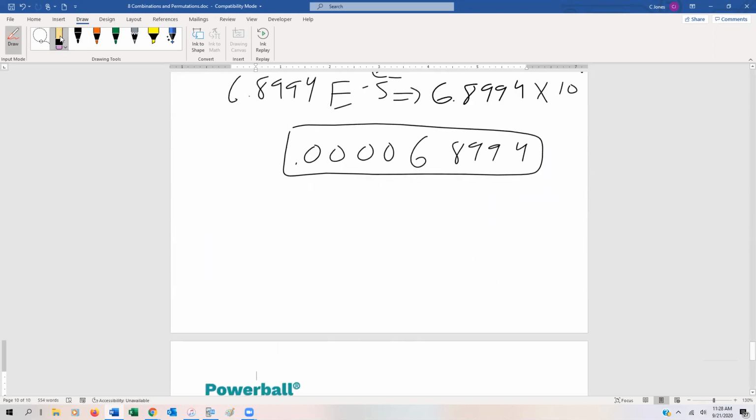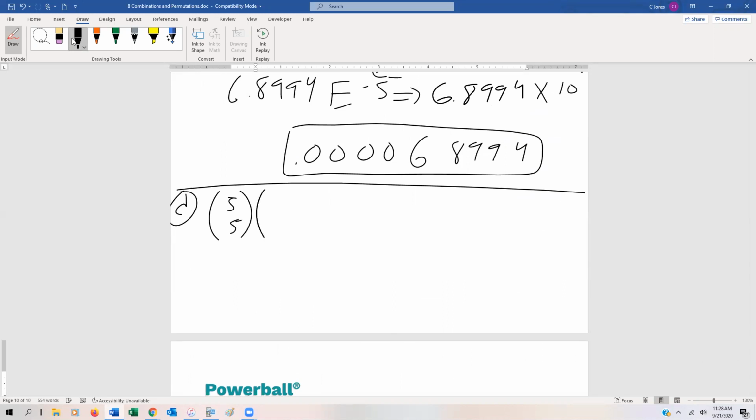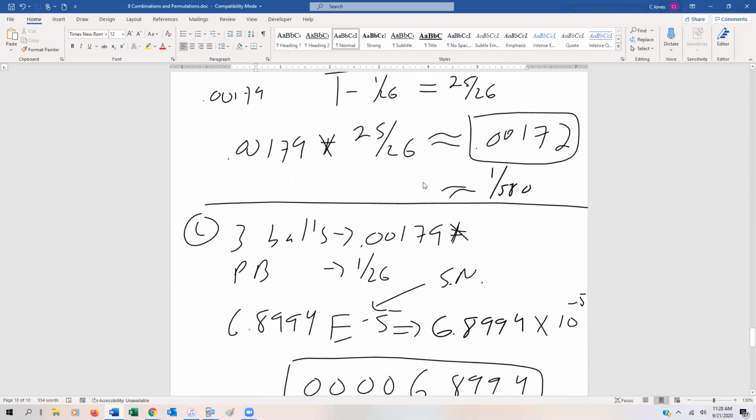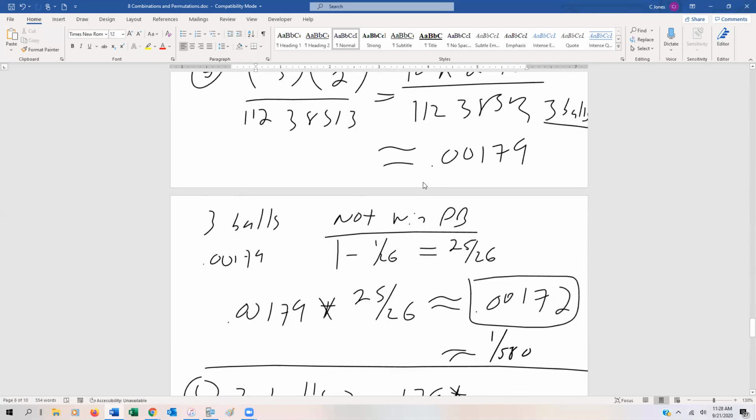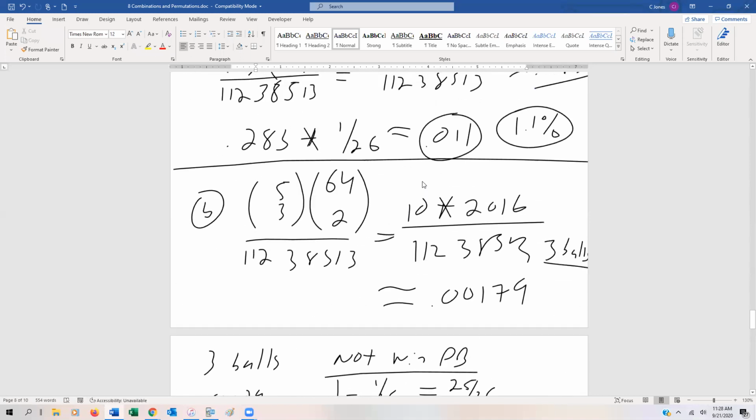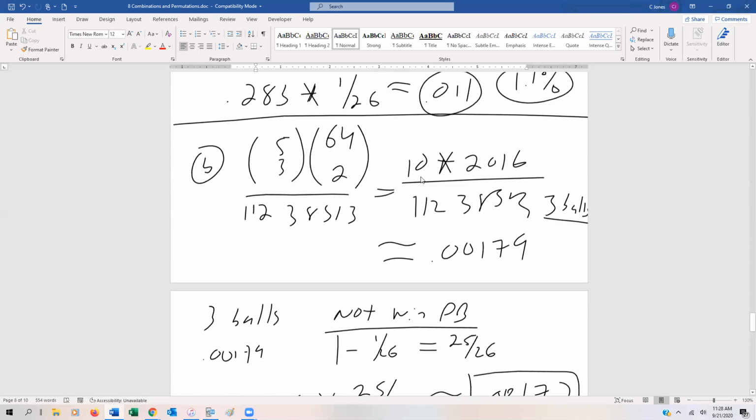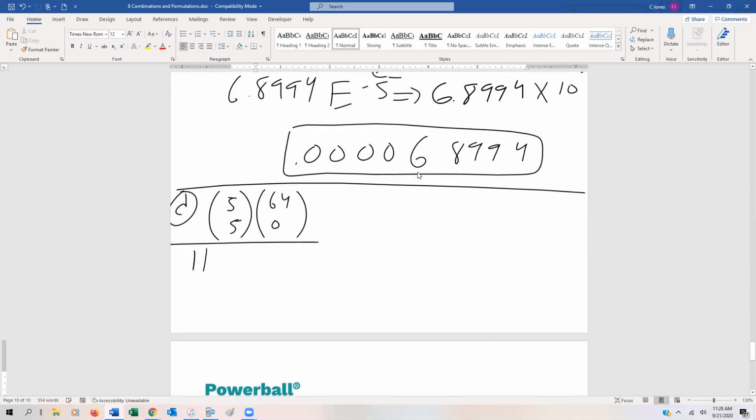Well, here's how we do this. There are 5 good numbers, and we need all 5 of them. There are 64 bad numbers, and we want none of them. And then, of course, we need our horrible denominator, which I keep forgetting, 11238,513. All right. And so we already know that 64 choose 0 is 1.